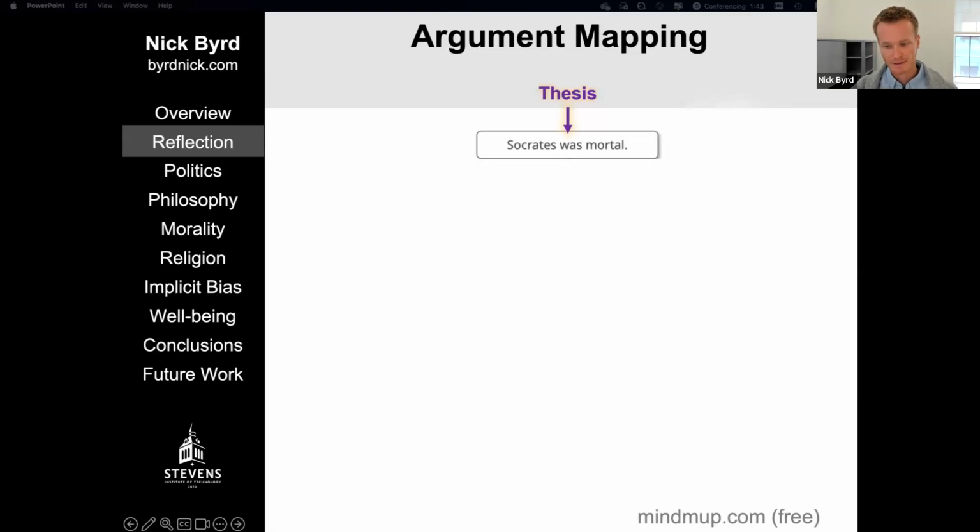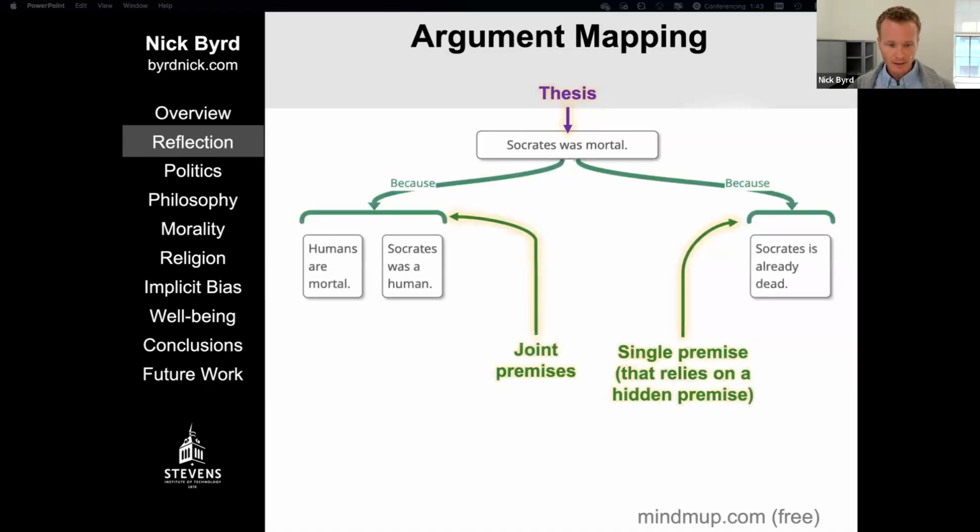It's a claim about Socrates. You usually see these in baby logic courses or textbooks. Socrates was mortal. Sometimes it's Socrates is mortal. And here are some reasons that we can map onto that thesis.